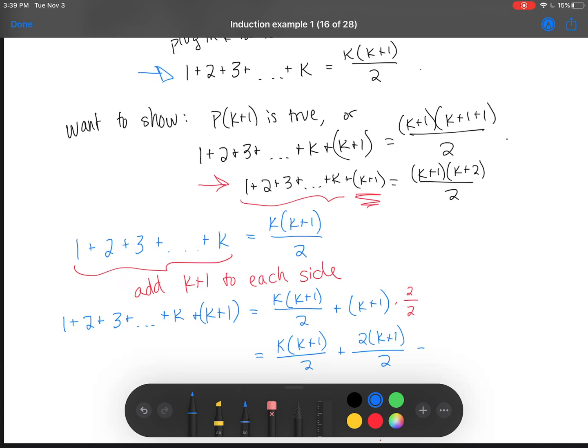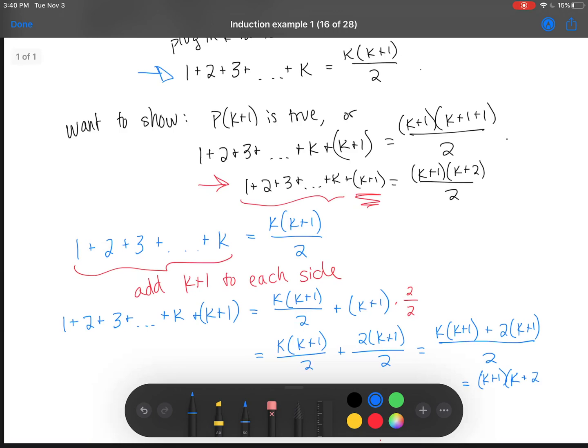So now they both have a common denominator. We can add them. So we have k times k plus 1 plus 2 times k plus 1 over 2. Since both those fractions have the denominator 2, we just combine them together. And now in the numerator, those pieces, this one and this one, both have a factor of k plus 1, so we could pull that out. So it would be k plus 1. The first term, what's left over is a k. The second term, what's left over is a 2.